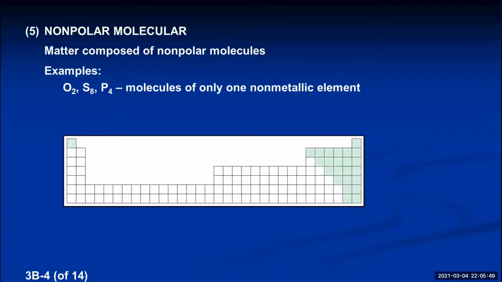So there are the elements over here. Now, we've already talked about boron, carbon, and silicon. They do not form molecules. They form macromolecular matter. So we're not going to talk about these. They don't fit into this category. We're not going to talk about the noble gases either. They don't fit into this category. They don't make molecules. They just exist as atoms. It's all the other ones here.